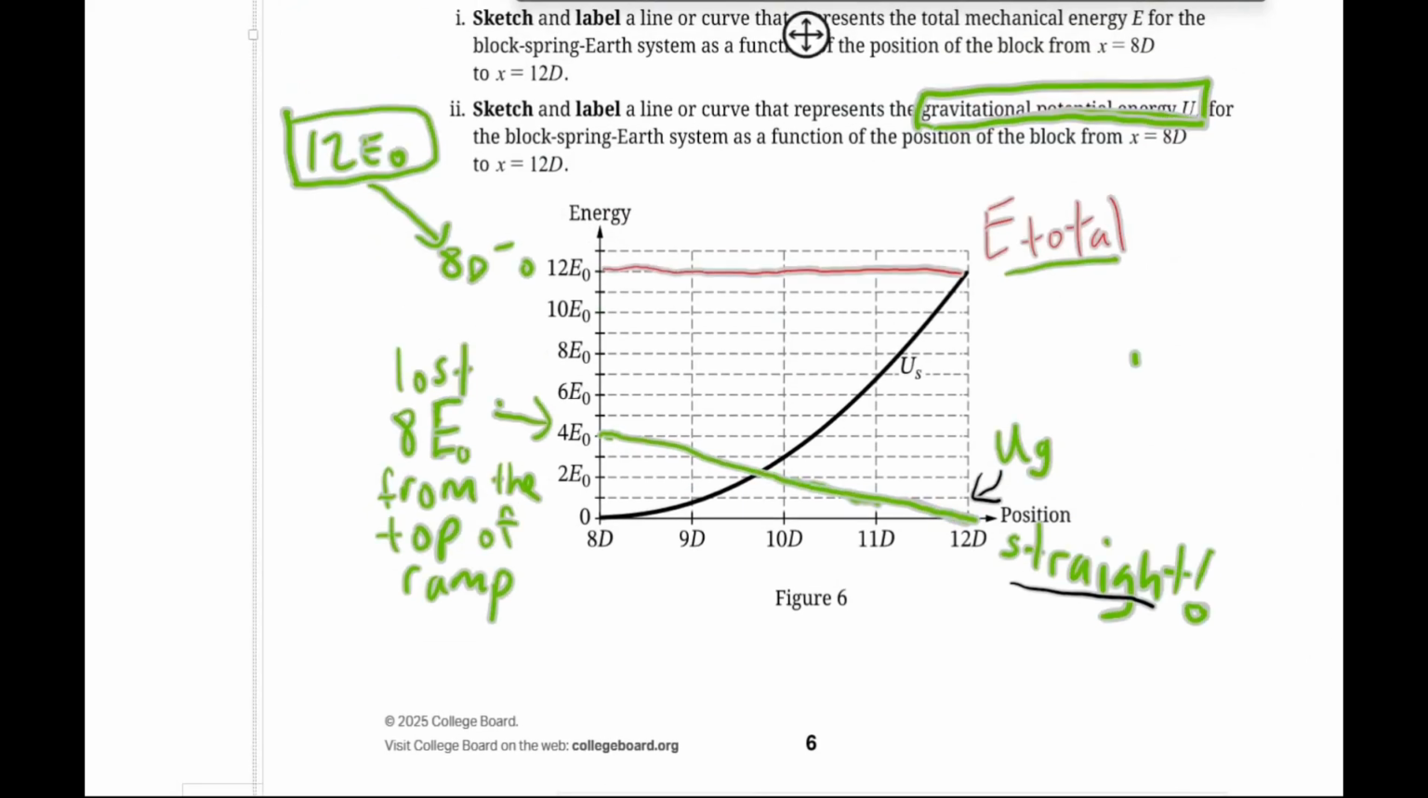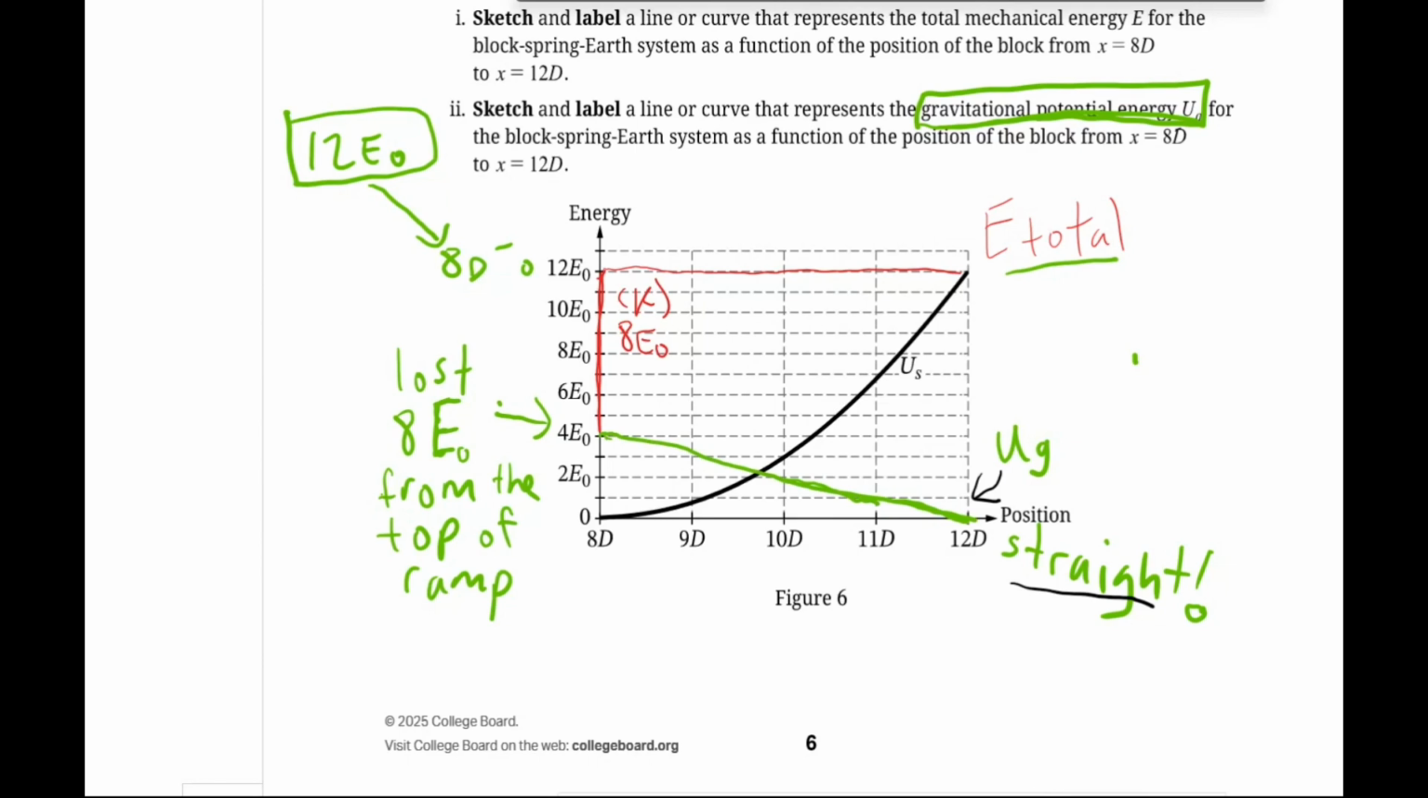Now, if we have 4 units of gravitational potential energy at that point, to fill up our full 12 bars of energy at that point, our kinetic energy would be 8 E naught. Now, when it goes to position 9d, it goes lower on the ramp. So naturally, we would think if it loses gravitational potential energy, it's going to gain kinetic, and it's a total no-brainer that it's going faster at position 9d.